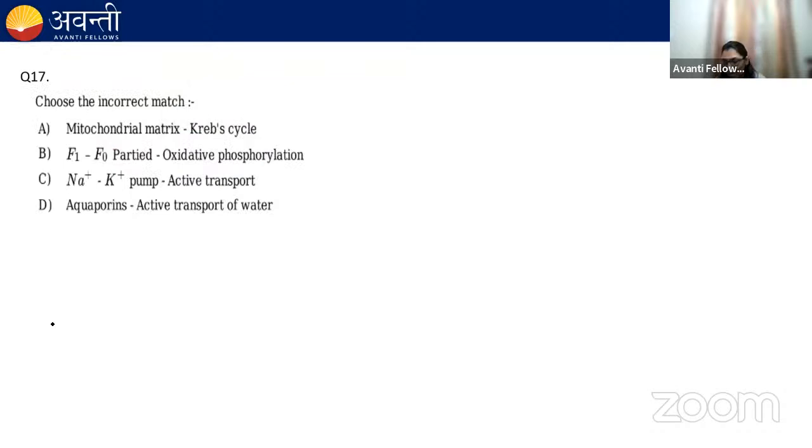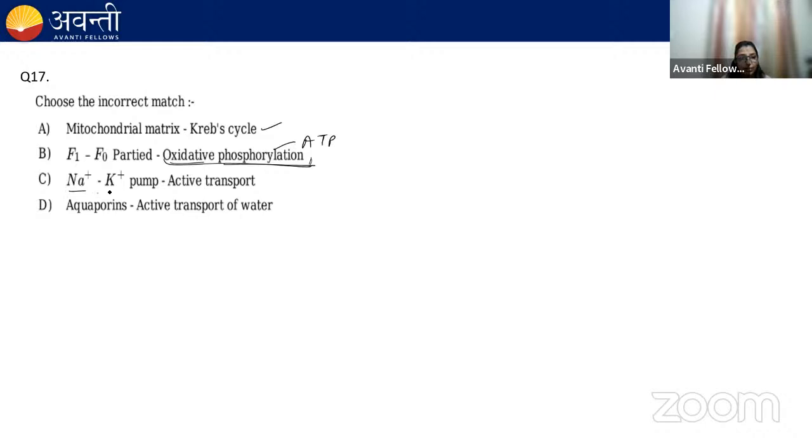Next one is, choose the incorrect match. A is mitochondrial matrix, Krebs cycle. Yes. B is F1, F0 particle, which is oxidative phosphorylation. Yes, phosphorylation means ATP formation. In mitochondria, oxidative phosphorylation occurs in the inner membrane, because when electrons are carried through the electron carriers present in the inner mitochondrial membrane, oxidation-reduction reactions occur, because of which a proton gradient develops, and this proton gradient plays a very important role in ATP synthesis.